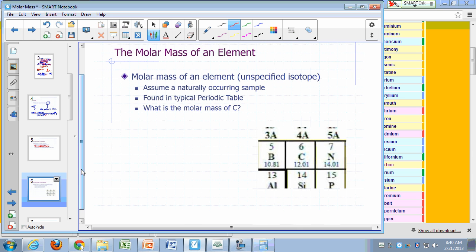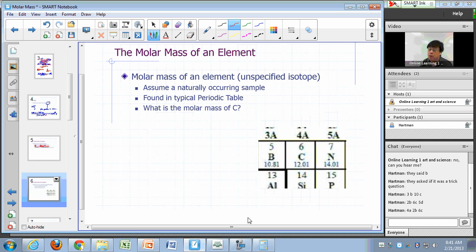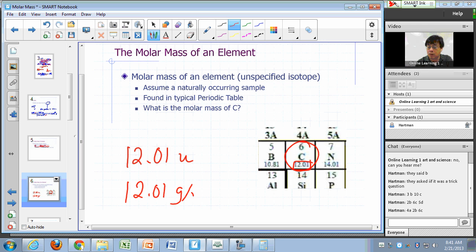So if you're asked for the molar mass of an element and we don't specify the isotope, for example, if I ask you what's the molar mass of carbon, you're not going to give me exactly 12, because when I say just carbon, what I mean is a naturally occurring sample of carbon, which may have some carbon-12, mostly carbon-12, some carbon-13. So it's not going to be exactly 12. So you look at your periodic table, and there's a number there that you find, that's the average atomic mass. So if the average mass of carbon atoms is 12.01 atomic mass units for a naturally occurring sample of carbon, then the molar mass is 12.01 grams per mole.